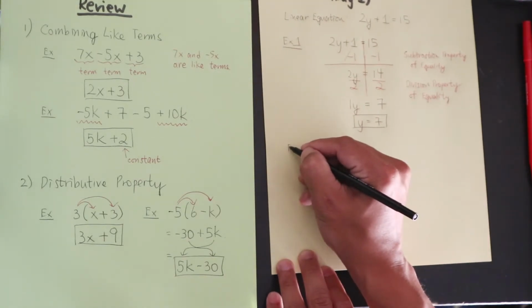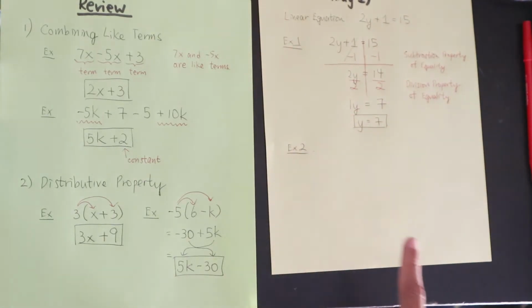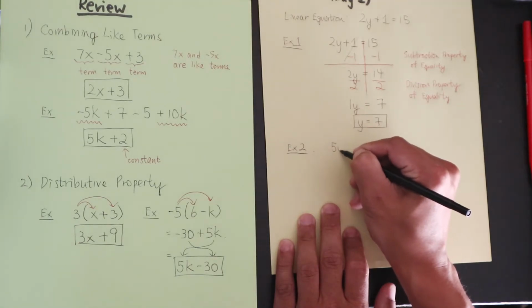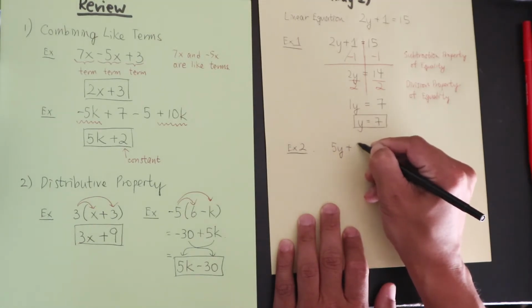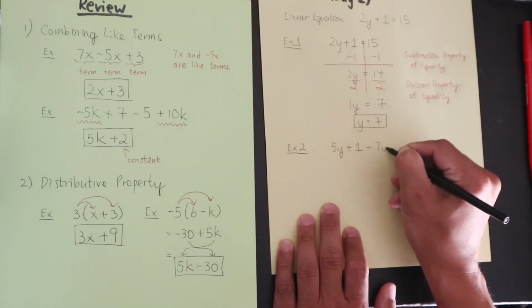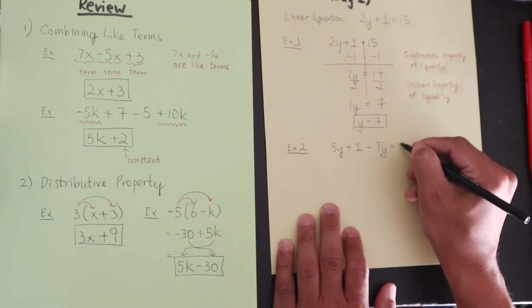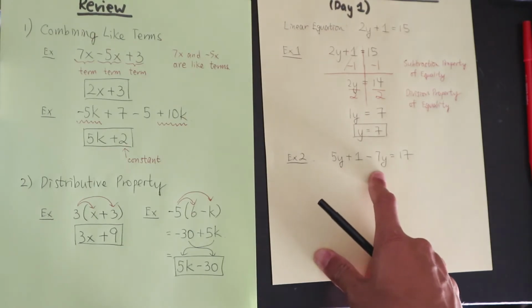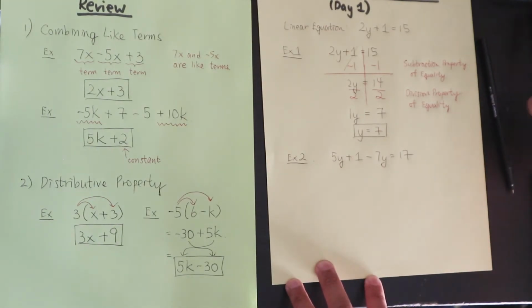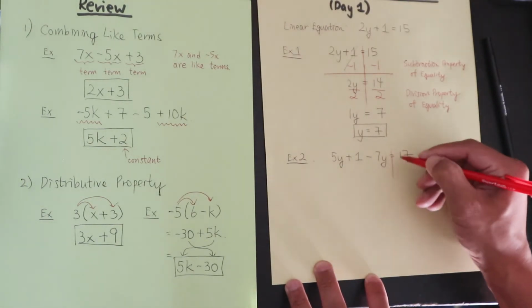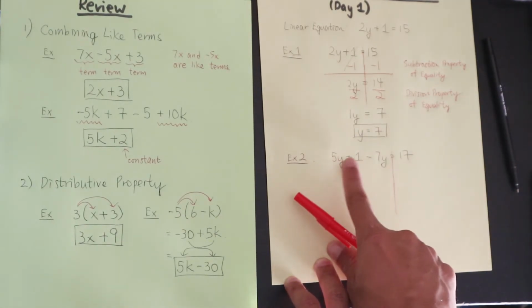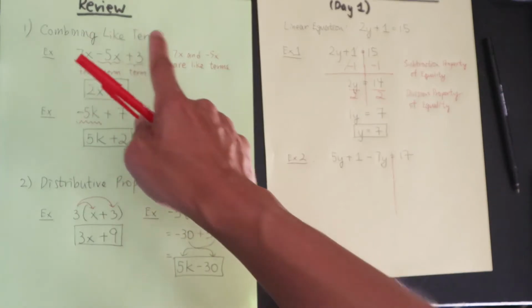Well, example 2 would be something that requires us to use some of these things. Let's say, for example, you have 5y plus 1 minus 7y is equal to 17. Something like this. You see that it becomes a little bit longer. Well, before you do something on both sides, you're going to pick the longer side and check whether you could simplify, combine like terms.